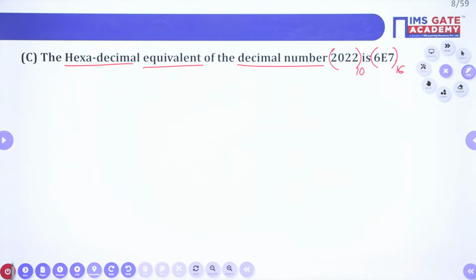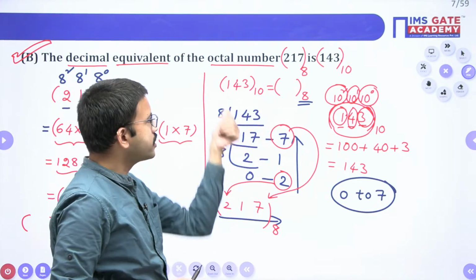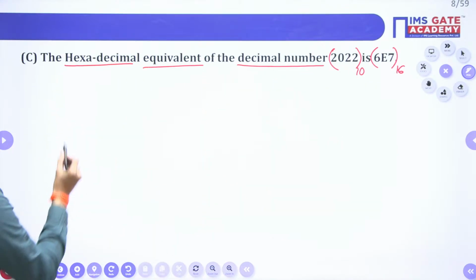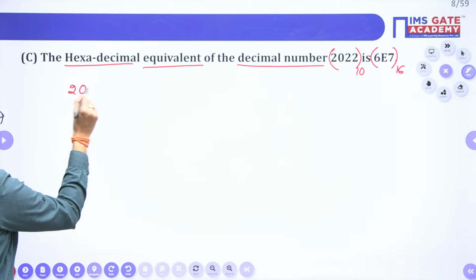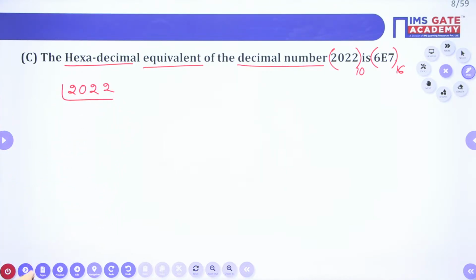Just now we have seen, here you have a decimal number. In order to convert into octal, we performed repeated division with 8, right? So in the same way, in this case, can you guess what we will do? We will perform repeated division with which number?